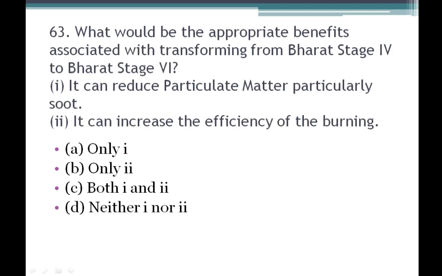Question number 63. What would be the appropriate benefits associated with transforming from Bharat Stage IV to Bharat Stage VI? Number 1. It can reduce particulate matter, particularly soot. Number 2. It can increase the efficiency of the burning. The correct answer is option C, that is both 1 and 2.